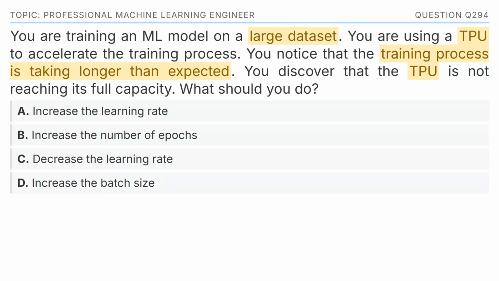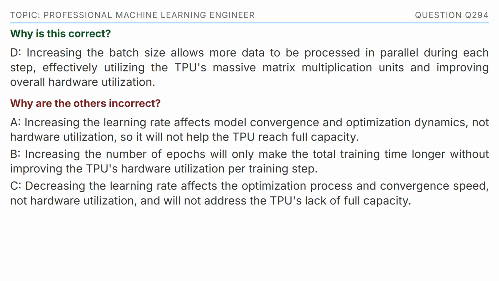To arrive at the correct answer, we focus on the keywords: large dataset, TPU, training process is taking longer than expected, TPU is not reaching its full capacity. The correct answer is option D, increase the batch size. Why is this correct? D.